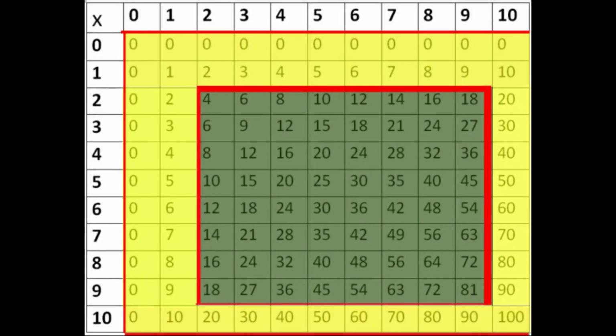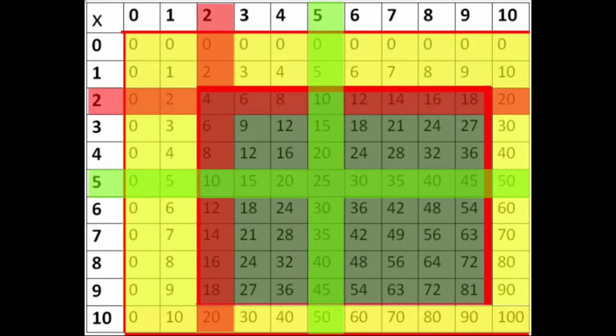Yellow on this multiplication table represents what we've learned so far about multiplication. But let's add multiplying by a factor of 2 or 5 today. The red row and column represent the multiples of 2, and the light green row and column represent multiples of 5. So we'll learn to multiply by a factor of 2 or 5.